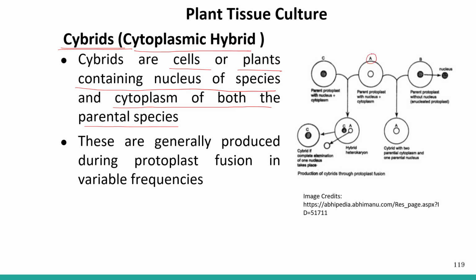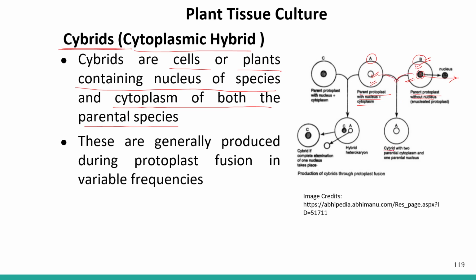If we are taking cell A, the parent protoplast with nucleus plus cytoplasm, so cytoplasm is also there and the nucleus of this cell A is there. But what about cell B? Cell B's nucleus has been taken out. The parent protoplast is without nucleus. So only the cytoplasm of cell B is taken and both the cells are fused in in vitro condition.